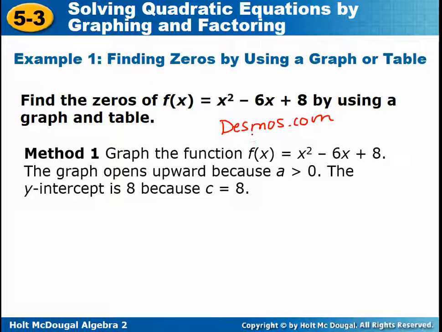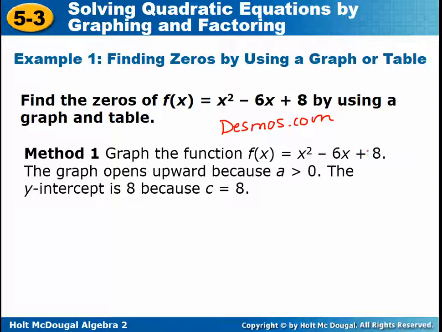If you graph them on an online graphing calculator, then you'll be attaching your screenshot. If you're graphing them on your graphing calculator, then you'll have to sketch the graph in the worksheet or by hand and then scan it in. If you graph in Sketchpad, you can just attach your graphs. All right, so we are going to graph this function, x squared minus 6x plus 8.